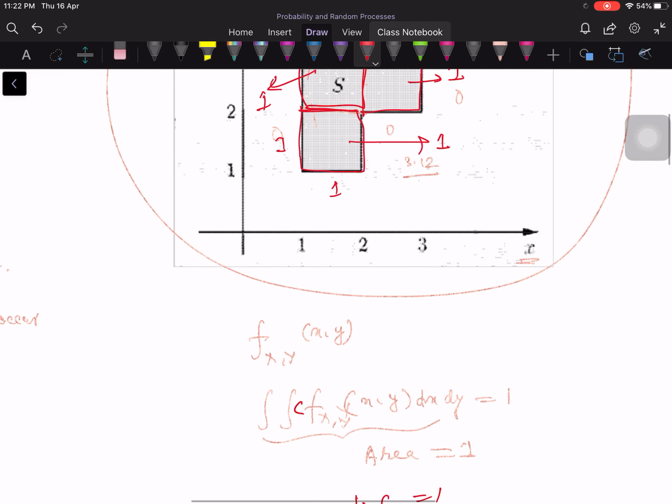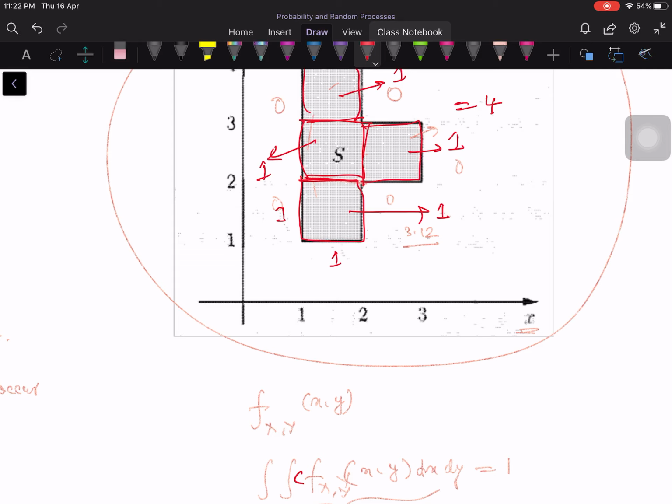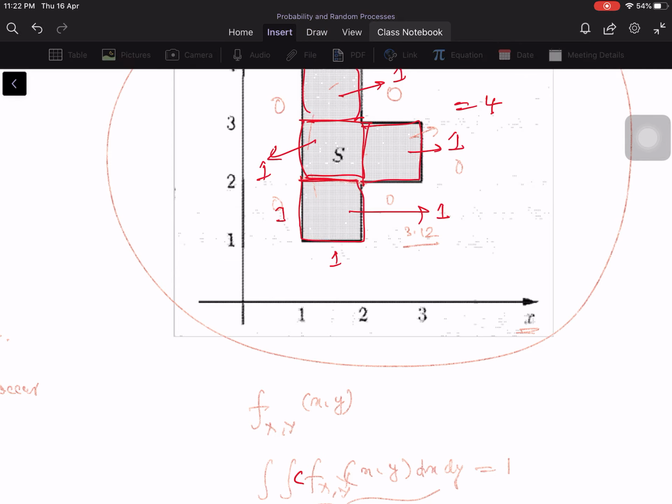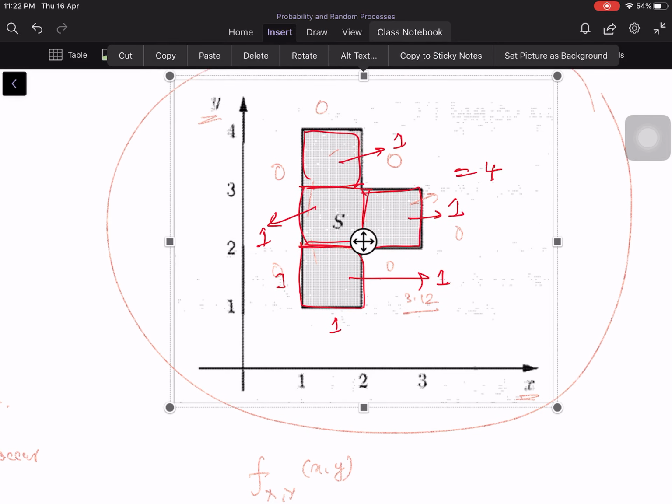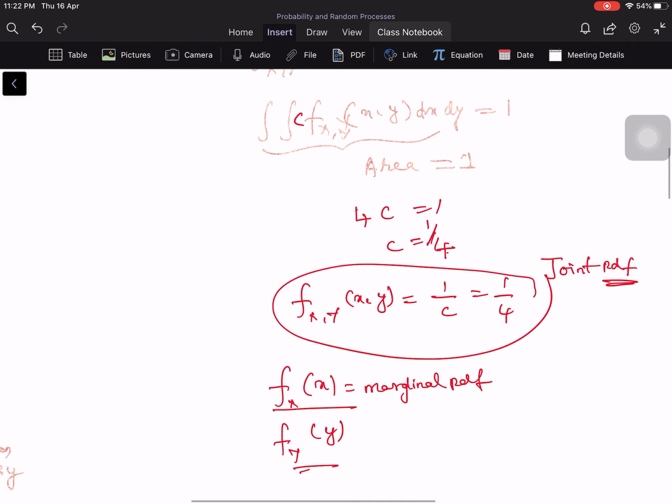Now, how do you find f_X(x)? Maybe I'll take this figure, copy it, and paste it somewhere else.